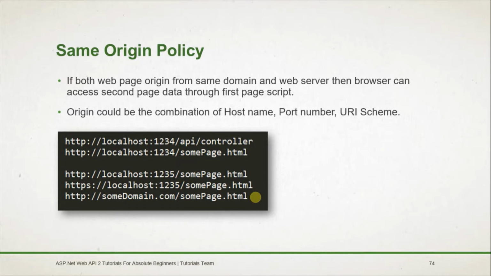You can see that in the third URL, we used a different port number. In the fourth URL, we have HTTPS instead of HTTP, and in the fifth URL, there is a different domain name. So if you want to access our API from a cross domain, then we need to modify our API.